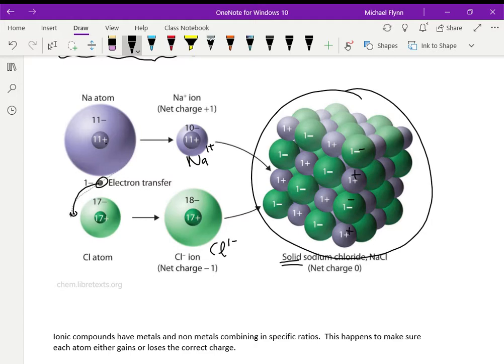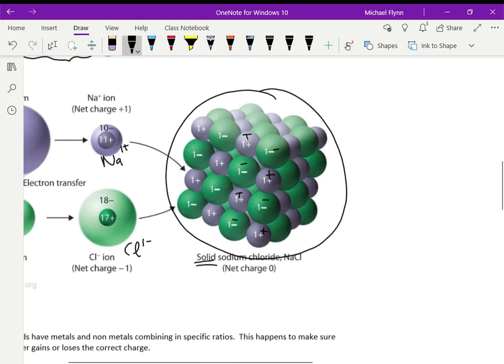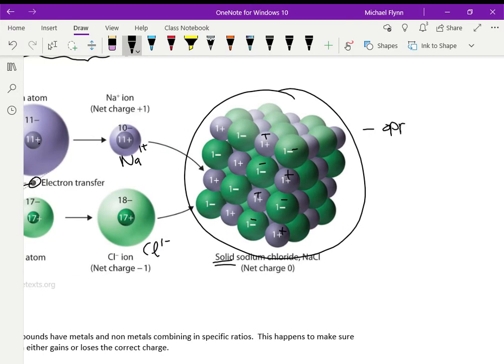And then right next to that plus is a negative. And then another plus, and then a negative, and then a plus. Okay? And if you look closely at this, next to every negative is a positive charge. See, opposites attract, right? So opposite charged ions attract by a force of electrostatic attraction.